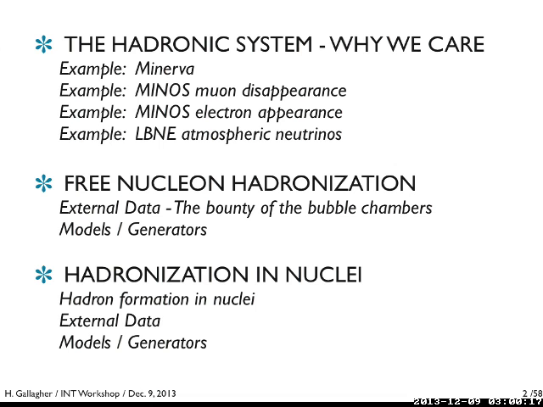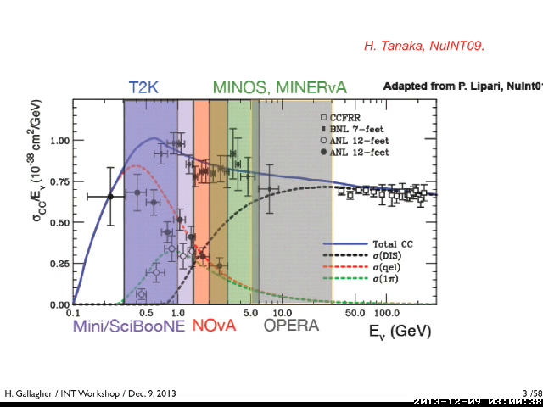Most of which comes from the bubble chamber era. Talk a little bit about the models that are implemented in generators, with a particular focus on the one that's in Genie that I know best. And then from there, move into a discussion of hadronization and nuclei. Again, talking a little bit about the models that are in the generators and the data that we can use to try to understand how well they're doing.